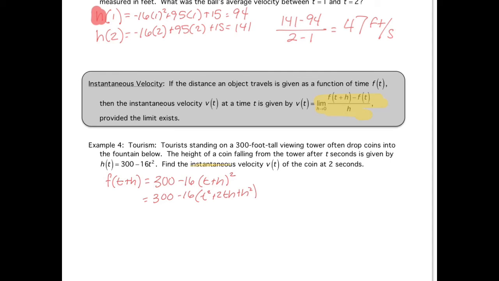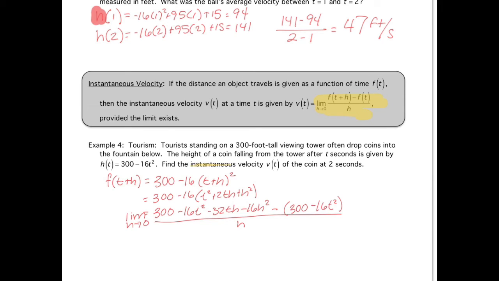And then I'm going to go ahead and distribute that. And that's going to give me 300 minus 16t squared minus 32th minus 16h squared. So then I'm going to take all of that and, for expediency's sake, right next to it, subtract the original function, which is 300 minus 16t squared, and I'm going to put that all over h, and it's going to be the limit of that as h approaches 0.